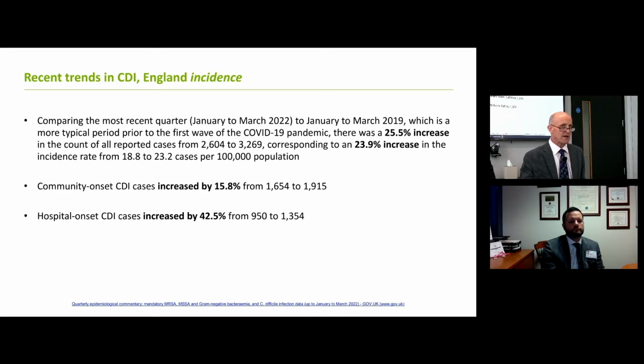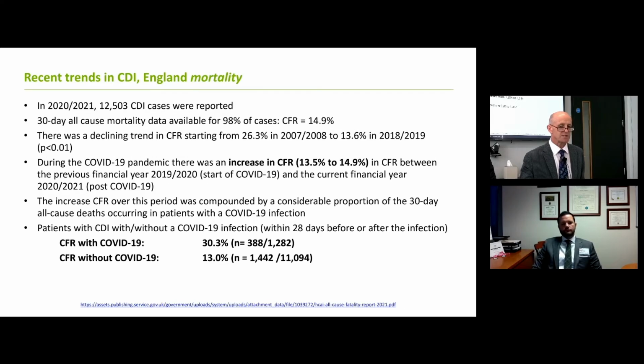Whilst we have made considerable progress in some countries at tackling C. diff infection, including the UK, things are going the wrong direction now since the pandemic, and during the pandemic. And you can see here a 25% increase in the numbers of C. diff cases, in the rate of C. diff infection, driven largely but not exclusively by hospital onset cases, as shown in the second two bullets here.